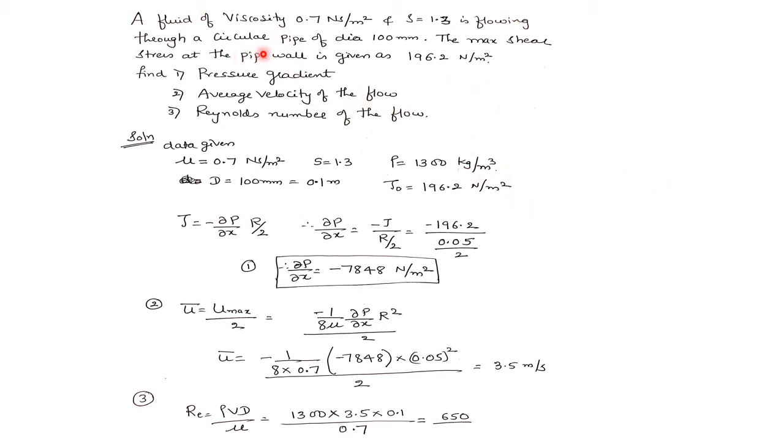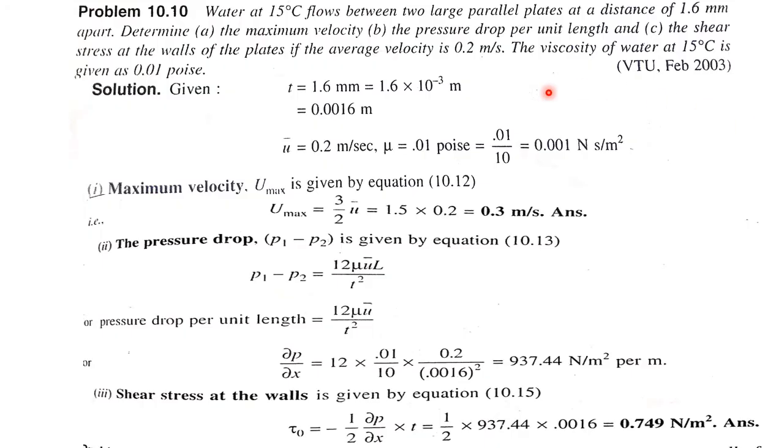So already it is mentioned here, circular pipe. Next problem we will solve. Water at 15 degrees centigrade flows between two large parallel plates at a distance of 1.6 mm apart. Determine the maximum velocity, second, the pressure drop per unit length, third, the shear stress at the walls of the plates if the average velocity is 0.2 meters per second. The viscosity of water at 15 degrees centigrade is given as 0.01 Poise.